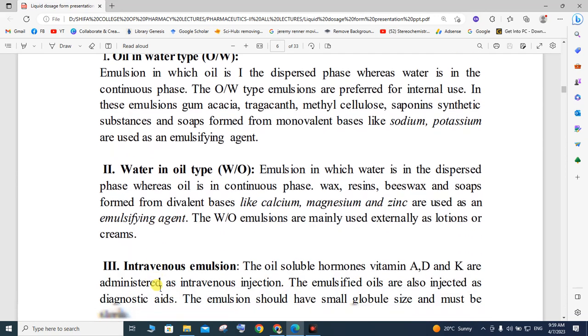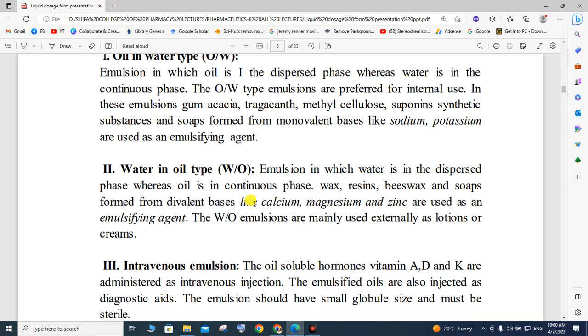While in the second case, we have the water and oil type of emulsion, with water as the dispersed phase and oil as the continuous phase. For example, the waxes, resins, beeswax, and soaps formed from divalent bases like calcium, magnesium, and zinc are used as the emulsifying agents.